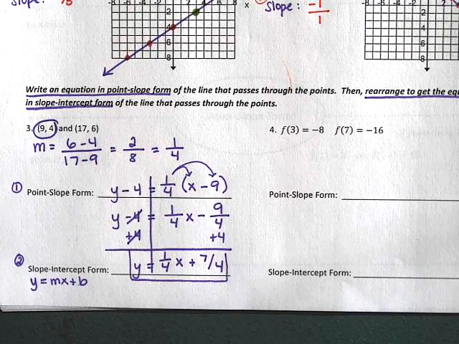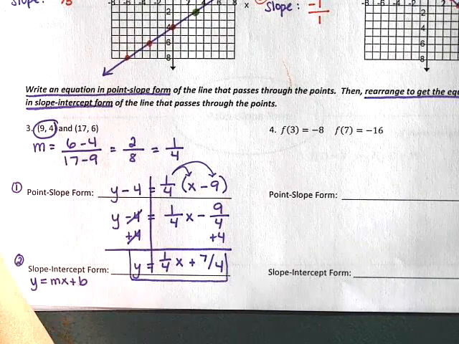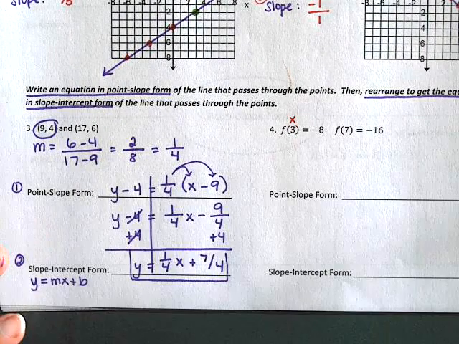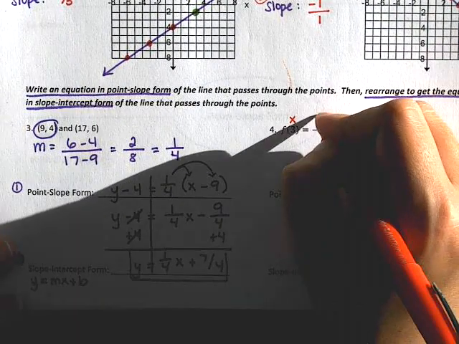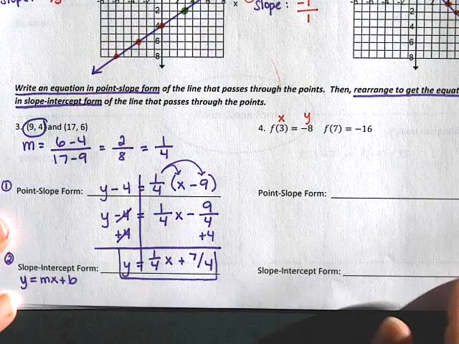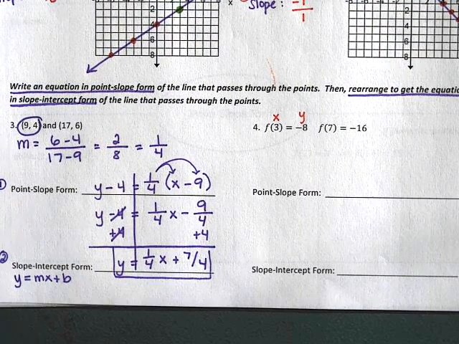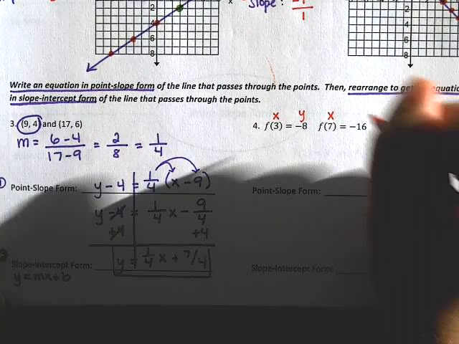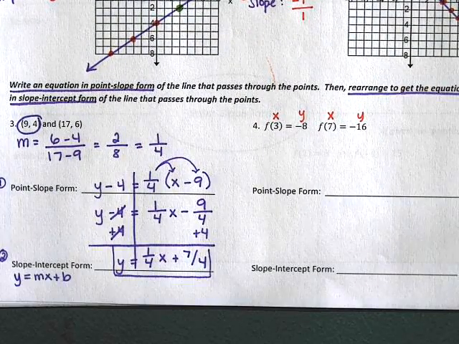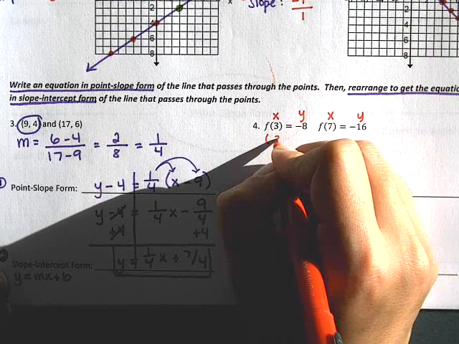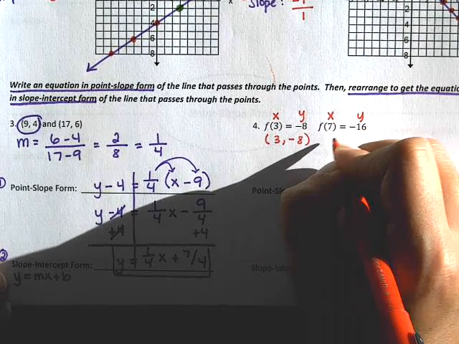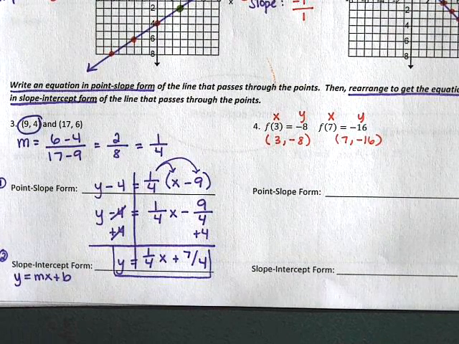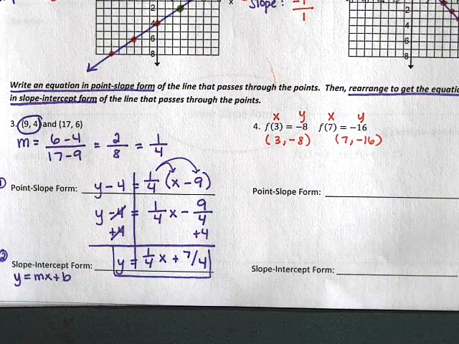Let's try it one more time. You may remember learning about function notation. In function notation, the number inside the parentheses is the x, the number after the equal sign is the y. Again, the number inside the parentheses is the x, the number outside is the y. So all I'm going to do is rewrite these as two ordered pairs before I try finding the slope. Don't let function notation make you nervous.